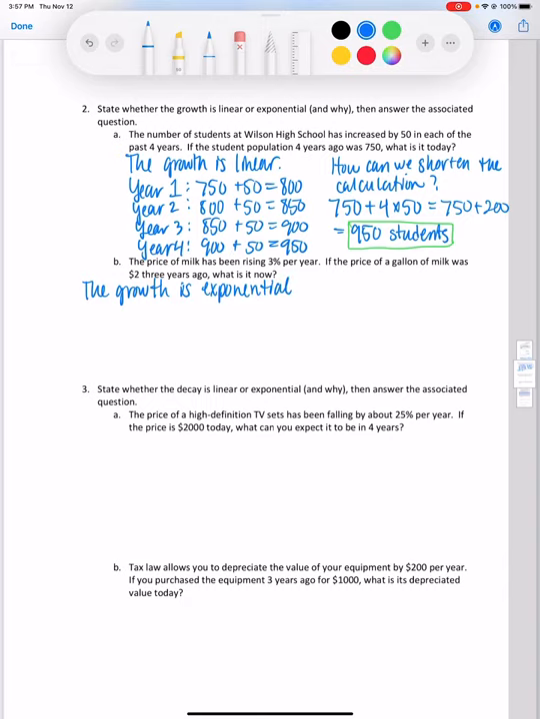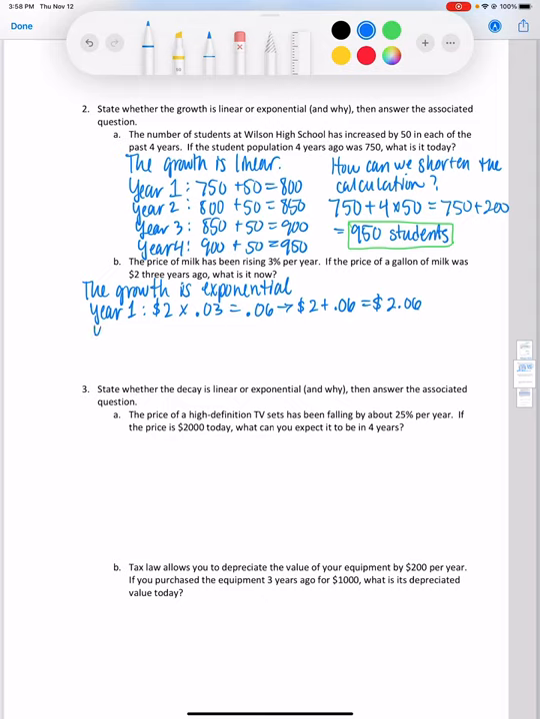Okay, so the growth is exponential. Year 1. We start with our $2. We multiply it by 0.03, because that's 3%. And then we get 6 cents. Therefore, we take our $2 and add on our 6 cents. And what we get after that is $2.06 at the end of year 1.